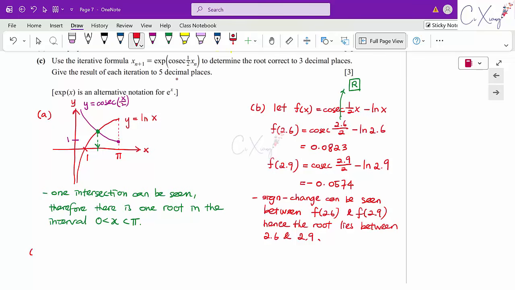Alright, so let us copy out the iteration formula first. I'm having x_(n+1) equals e to the power cosecant half x, right? So if I write it out in detail, cosecant means 1 over sine. So I should be having 1 over sine of x over 2. Alright, so this is my iterative formula. The x here is x_n. I'm writing it out in this form so that it's easier for us to press the calculator to get the value.